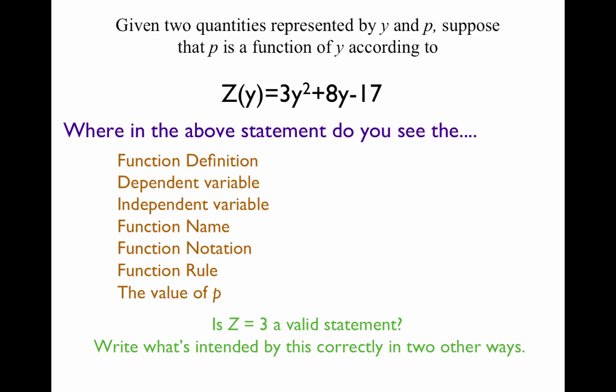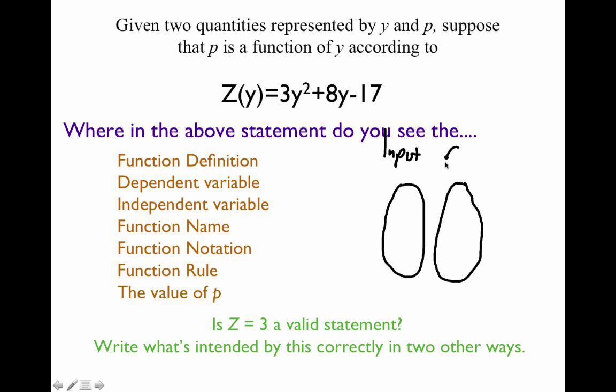Is z equals 3 a valid statement? And can we write this correctly in two other ways? Again, I gave you some time to work in groups, so now is the time to pause. All right. If you imagine these relationships between the input and the output, you've probably seen some kind of graph like this, right? 1, 3, 2, 7, 4, 8, 9, and you have these arrows and whatnot.